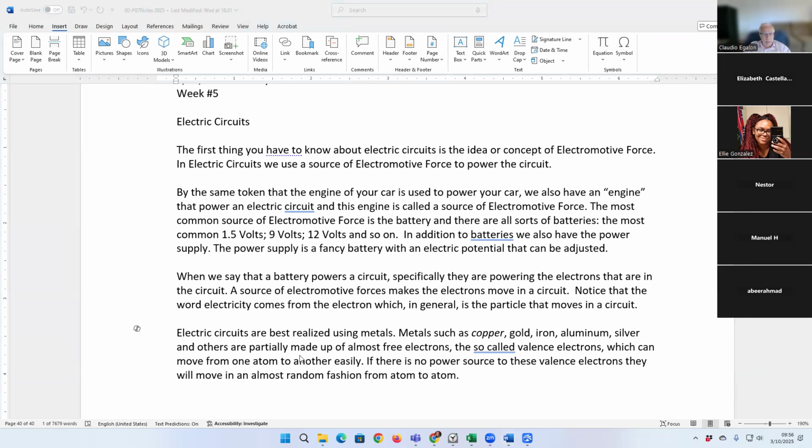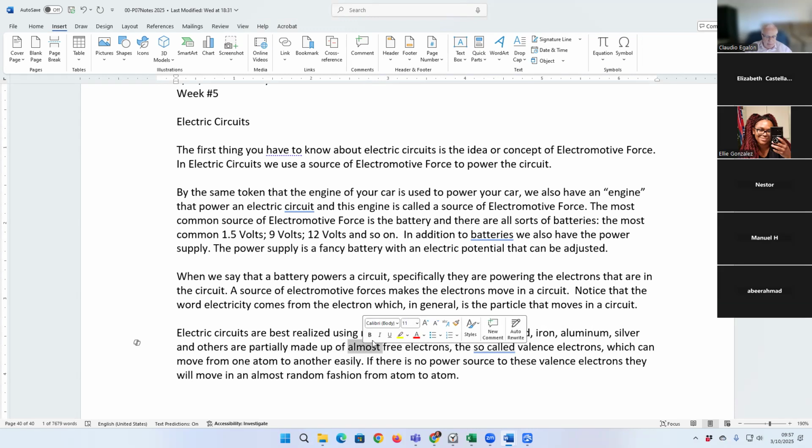Electric circuits are best realized using metals such as copper, gold, iron, aluminum, silver, and others, which are made partially of almost free electrons. Nowadays, people are using a lot of aluminum in the place of copper. Aluminum is not as good a conductor as copper, but we are using it because aluminum is very light. And we use those metals because they are made up partially of almost free electrons.